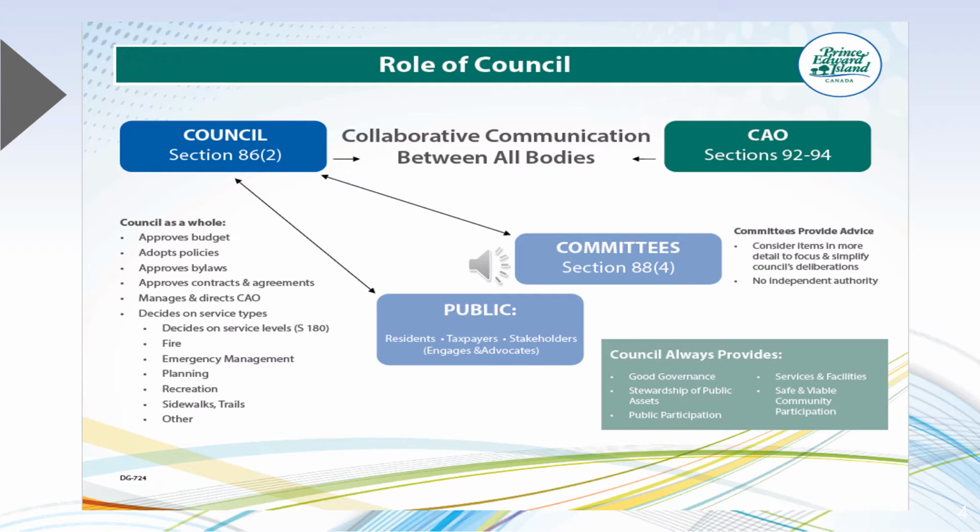The council as a whole makes decisions to approve budgets, adopt policies, approve bylaws, approve contracts and agreements. They manage and direct the CAO, the only employee that they manage and direct. They decide on service types, so the type and levels of services, planning, recreation, sidewalks, and much more.